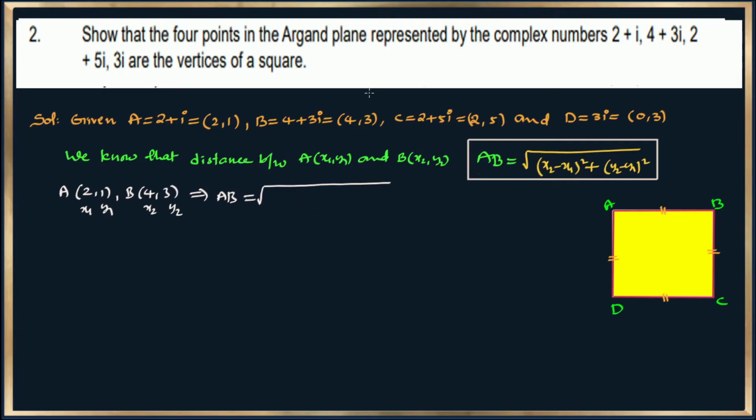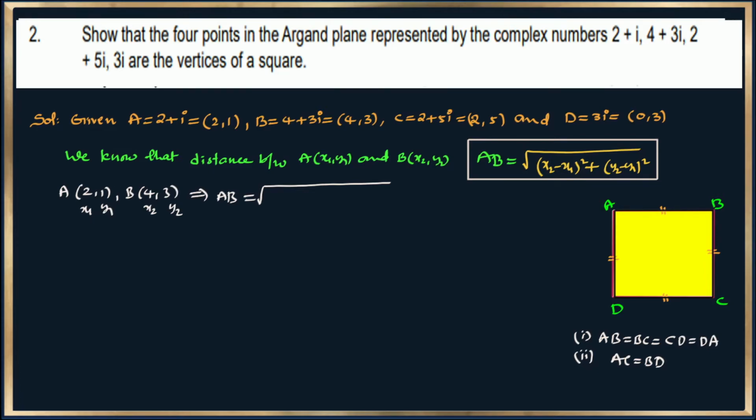So we have to show that the given vertices form a square. In a square we know that all sides are equal, which means we have to show that AB equals BC equals CD equals DA, as well as the diagonals. What are the diagonals? That is AC equals BD. If all sides are equal and the diagonals are also equal, the given vertices form a square.